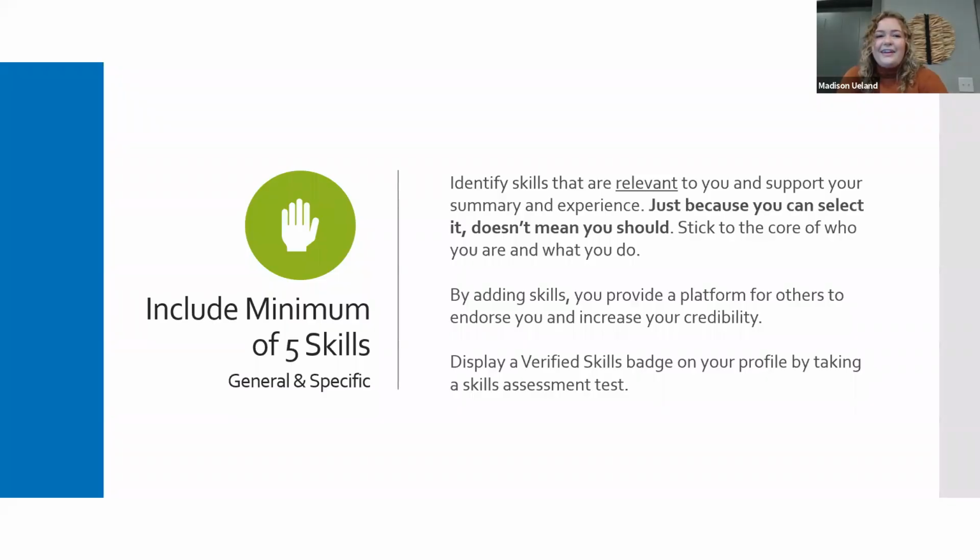And then including a minimum of 5 skills. And just because you can select it doesn't mean you should. Again, with maybe Microsoft Word or some of these more simple platforms, because by adding skills, you provide a platform for others to endorse you and increase your credibility. I also think it's important to endorse people in your life. Maybe you have mentors, previous professors. It's just a great way to help someone out, and maybe they'll endorse you back. It just adds a lot of credibility. And if you take those certifications through LinkedIn, you also have the opportunity to display a verified skills badge, which will also help you stick out.